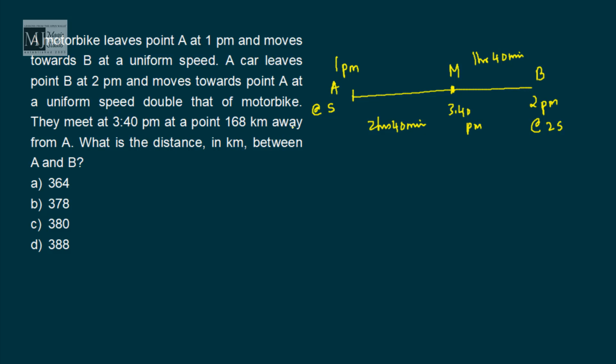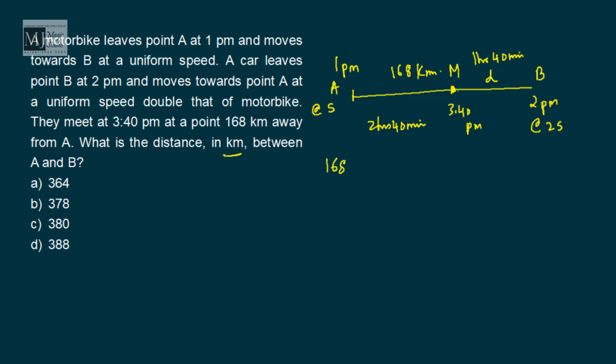At a point 168 kilometers away from A. Okay, this is 168 kilometers. What is the distance in kilometers between A and B? Let the distance from M and B be D. Now, first thing first, we know that when they are meeting at this point, what is the time taken by A to come to point M?